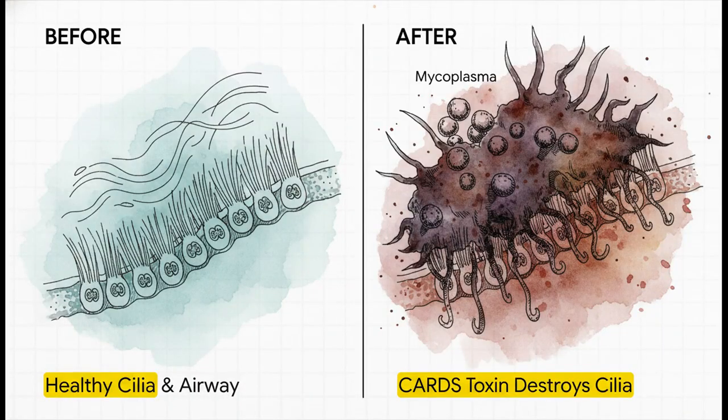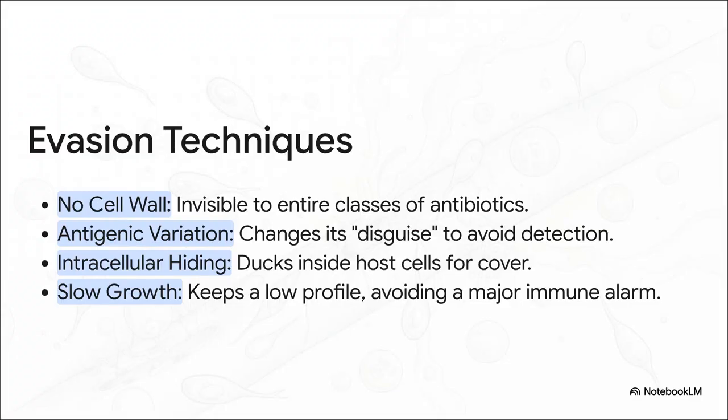But then it has a secret weapon, something called the CARDS toxin. Now this is the agent that paralyzes those cilia we were just talking about. Your cilia are supposed to be constantly sweeping stuff out of your airways. This toxin just stops them dead in their tracks. And that buildup is exactly what causes the inflammation and, you guessed it, that signature, dry, hacking cough that won't go away. So how does it get away with all this?